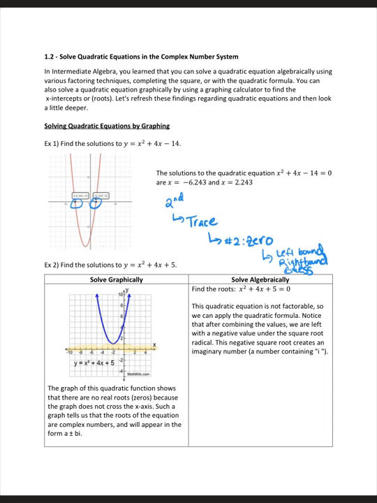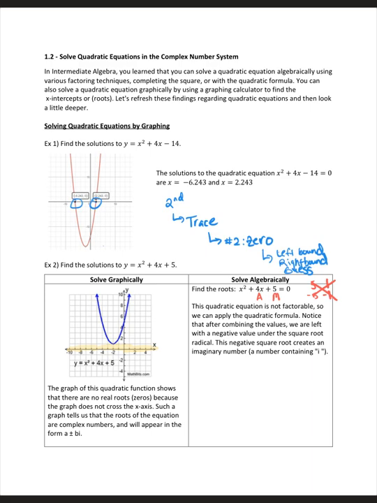Now let's look at that same equation, but let's solve it algebraically. My preferred choice for solving this quadratic equation algebraically would be to try and factor. In order to factor, I would have to come up with two numbers that multiply to 5 and add to 4. Well, to multiply to positive 5, I would need 5 and 1 or negative 5 and negative 1, since a negative times a negative still is a positive. However, neither of these two options will add up to 4. So since this does not multiply to 5 and add to 4, I cannot factor it. So I wrote here, this quadratic equation is not factorable.